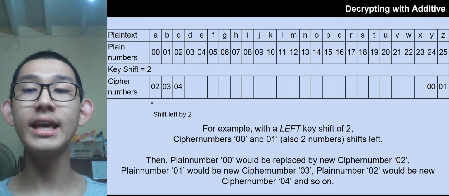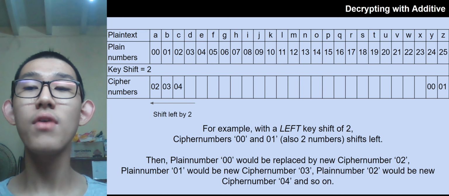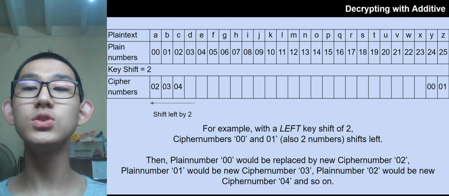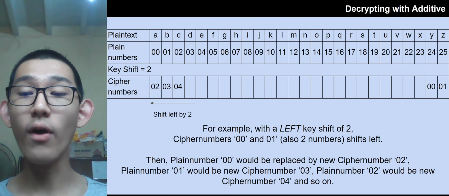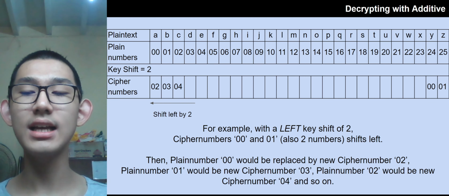So we will be doing a key shift of 2 again. For example, with a left key shift of 2, plain numbers 24 and 25 equal cipher numbers 0 and 1. Then plain number 0 equals cipher number 2. Plain number 1 equals cipher number 3, and so on and so forth. Now the reason why we have a 0 in front of our single digit number is simply because we are trying to make the table easier to understand. If, for example, you are creating a cipher table for Additive Cryptology Tool and you put 6 without the 0 in front of it, it's technically correct too.